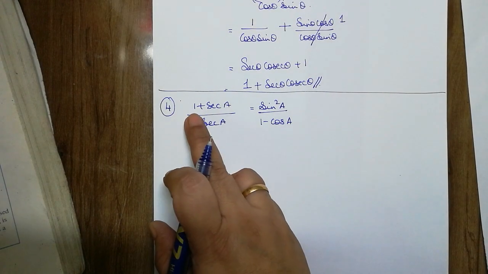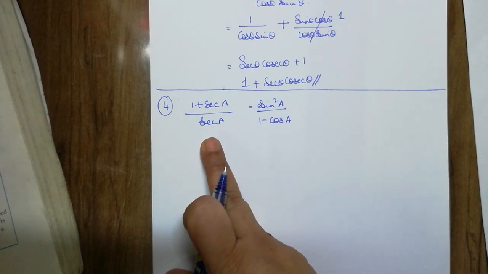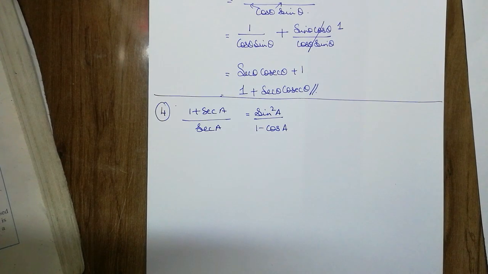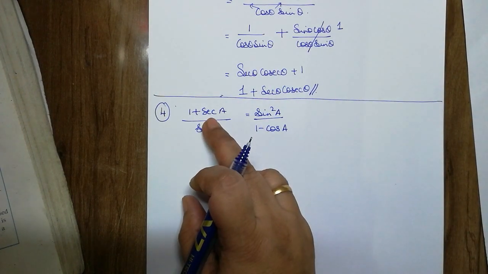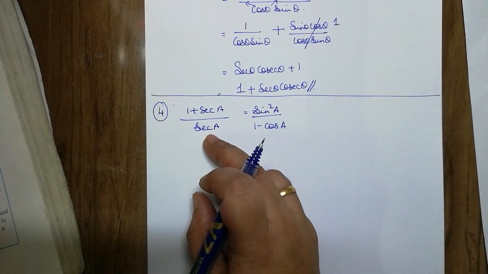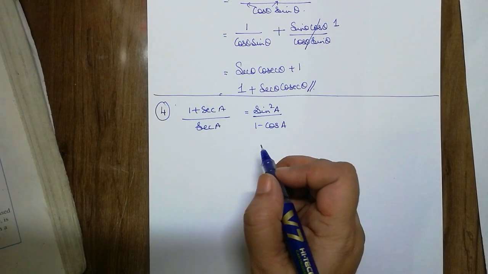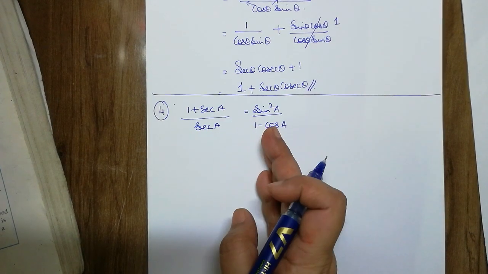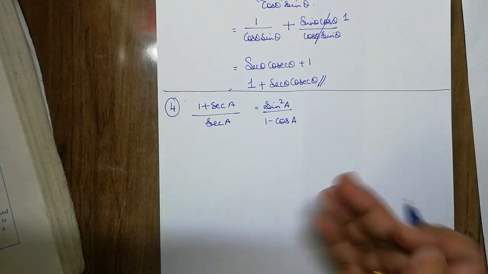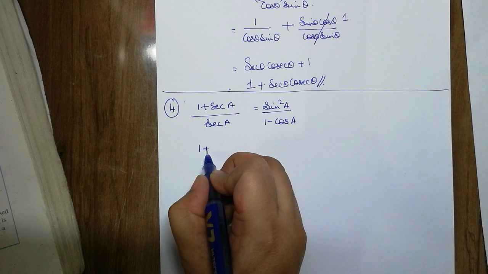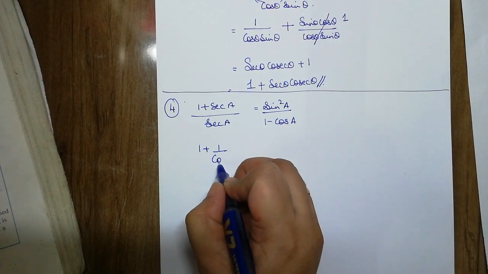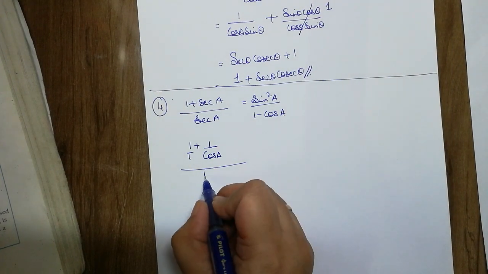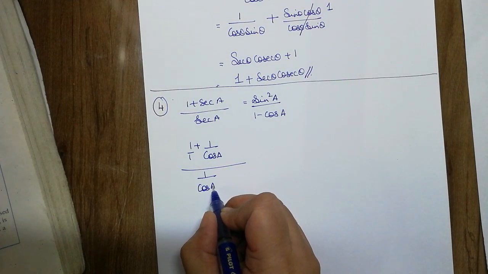Fourth sum: 1 plus secant A, divided by secant A, equal to sin square. Now here you can see this is not in square terms, so what we'll do is bring it into simple form. Initially we'll start with the LHS, try proving it equal to RHS, and let's see what happens. 1 plus 1 by cos A: make it 1 by 1, then this is 1 by cos A.